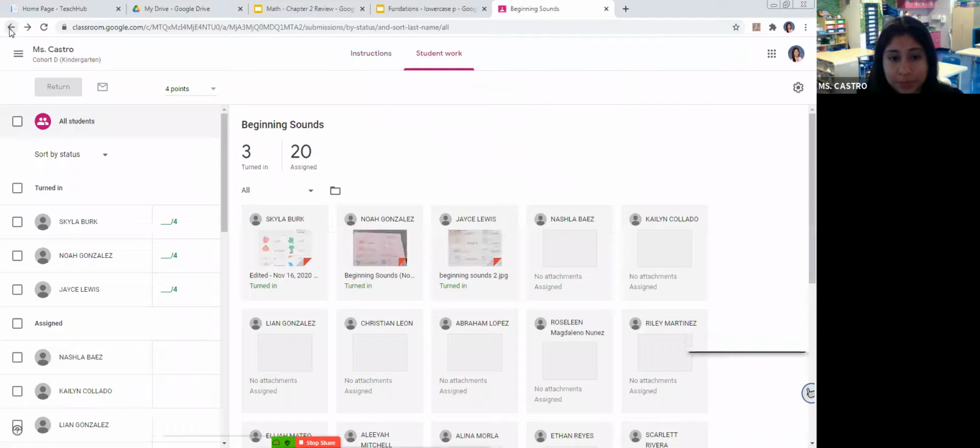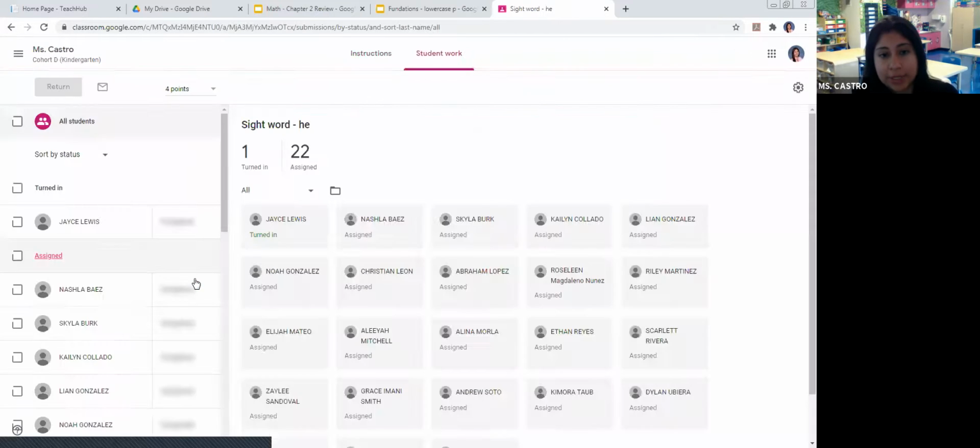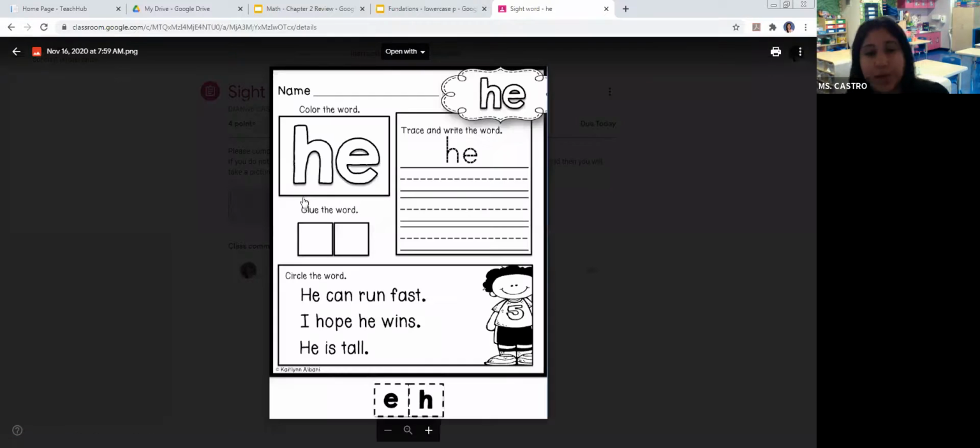Then for the sight word, today's sight word, boys and girls, is the sight word he. He is spelled H-E. When you use the sight word he, you are speaking in reference to a boy or a man. He, again, is about a boy or a man. So you wouldn't use he if you're talking about a girl or a woman, okay? So when you're talking about dad, uncle, brother, you would use he, okay?